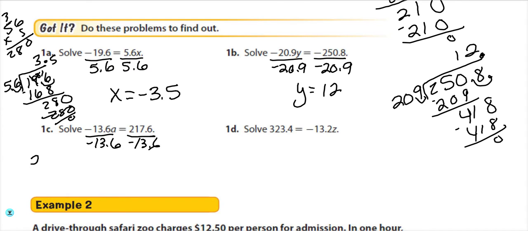So we'll have 217.6 divided by 13.6. We move over 1, move over 1. So that's going to go in 1 time for 136. 1 there, borrow 81, and then bring down the 6.